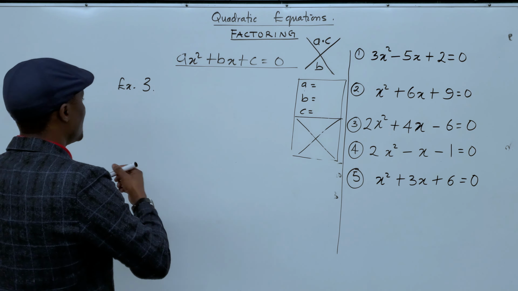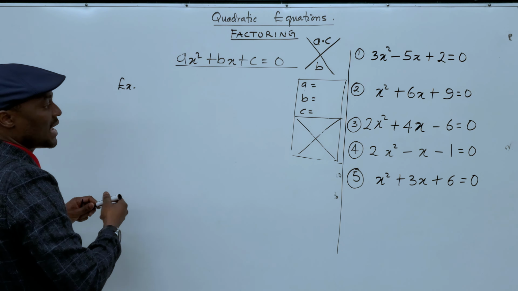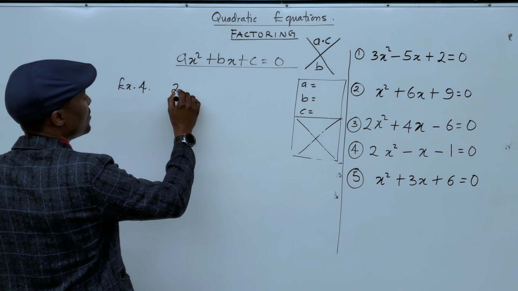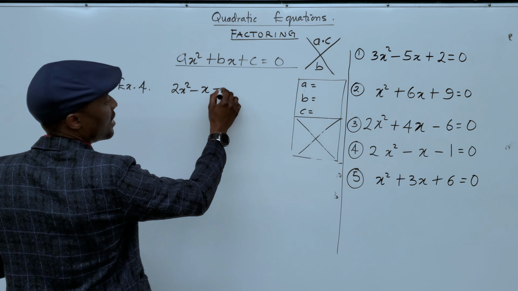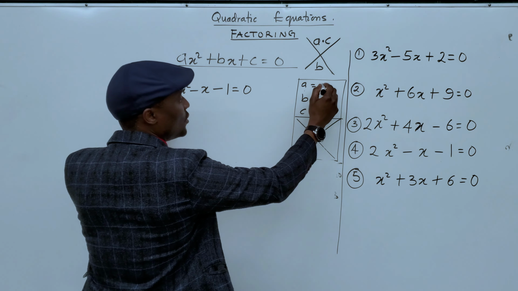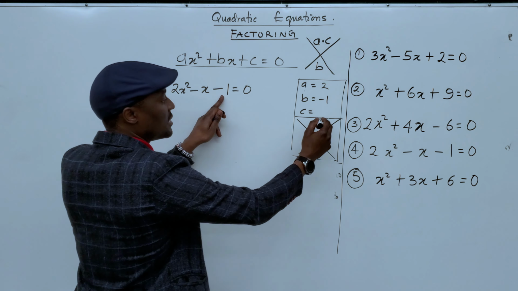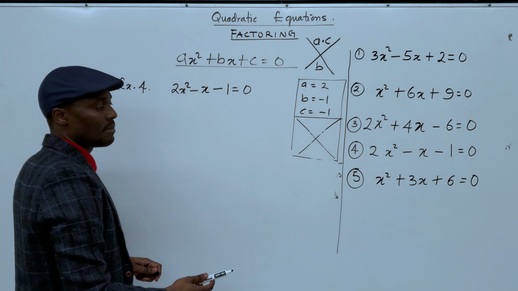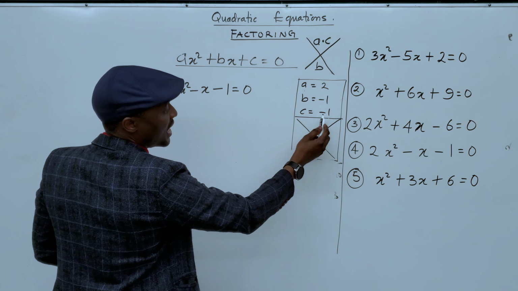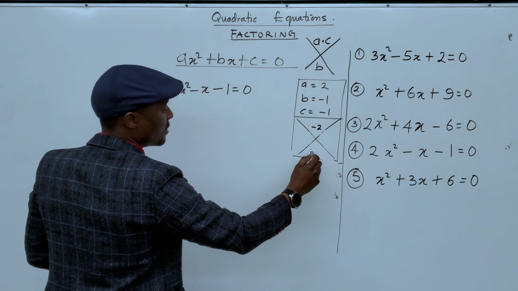So, for example 4, you have 2x squared minus x minus 1 equals 0. Well, a here is 2, b is negative 1, c is negative 1. Let's create the puzzle. The top part will be a times c, which is 2 times -1, which is -2. The bottom part will be -1.